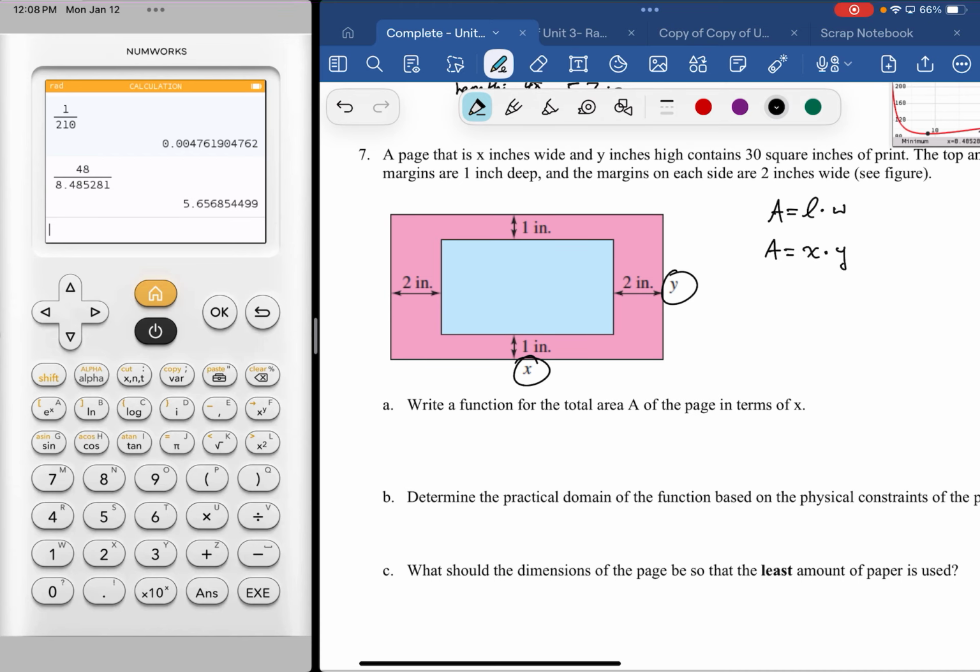All right. I'm not writing that in part A yet because it says we need a function for the total area of the page in terms of x. So having a y in there would be a problem. They told us that the blue region is 30 square inches. So that's our print. So the area for just this part is going to be 30.